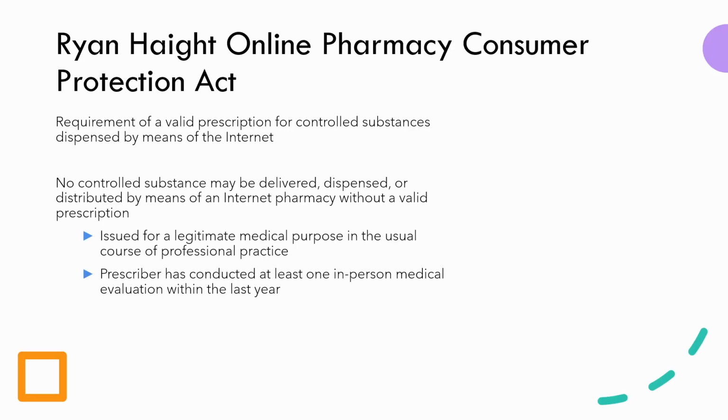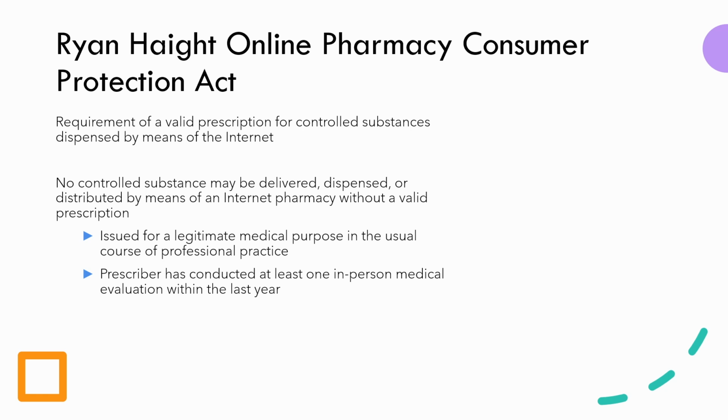And lastly, we have the Ryan Haight Online Pharmacy Consumer Protection Act. The goal of this act is as follows. Basically, before, there was a gray area when it comes to online pharmacy, so people could buy untrustworthy and unreputable controlled substances and things like that. That makes it easier for people to buy controlled substances that are not legit and could potentially be fatal for the people buying them.